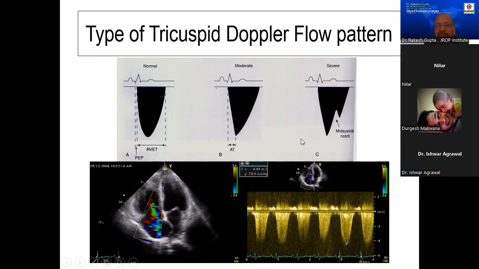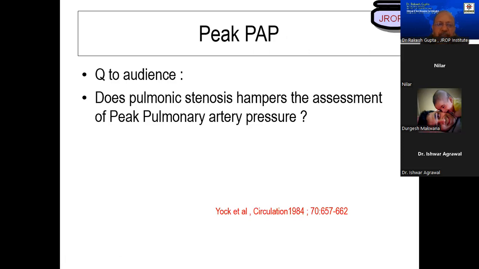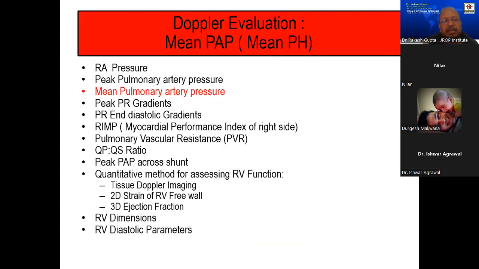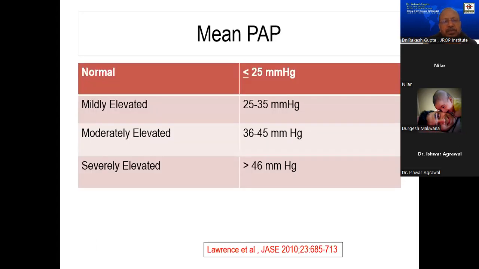And this has a lot of value when we look at ARVC. In ARVC, what we see always is this kind of pattern, when we have a rapid acceleration time and shorter deceleration time. Next question comes: does pulmonic stenosis hamper the assessment of peak pulmonary artery pressure? It is very well said. You look at the pulmonic stenosis jet across the pulmonic valve and subtract that velocity or gradient from the peak pulmonary artery pressure to get a true peak pulmonary artery pressure.